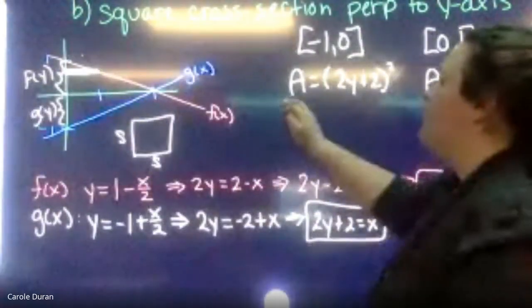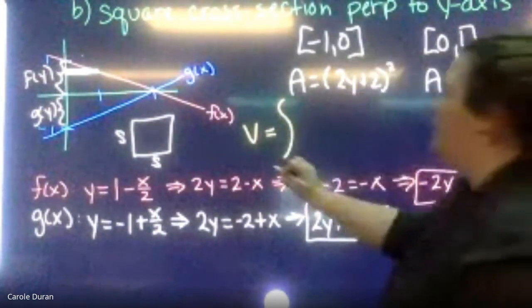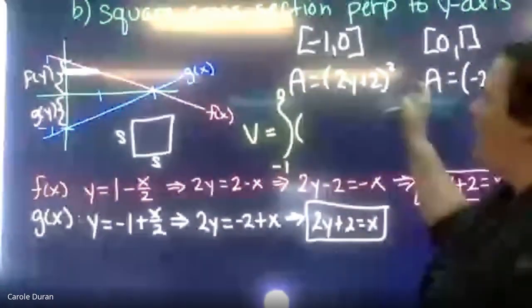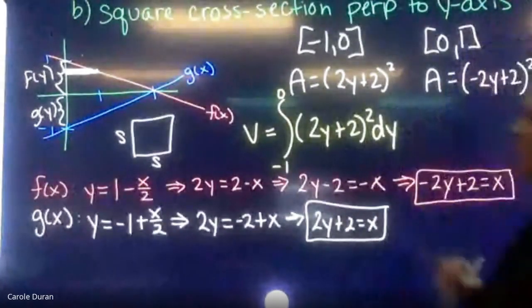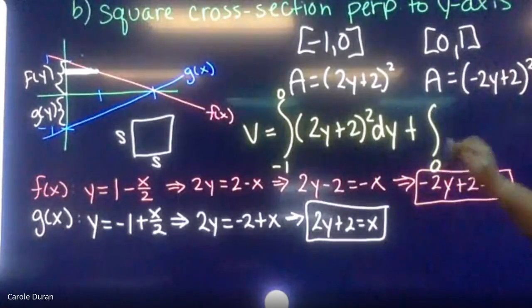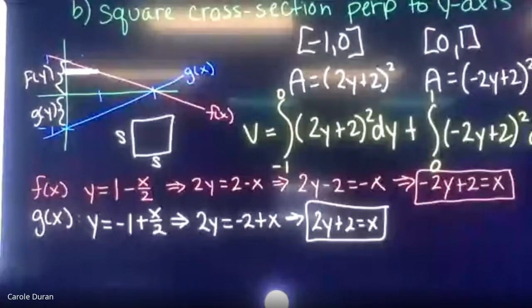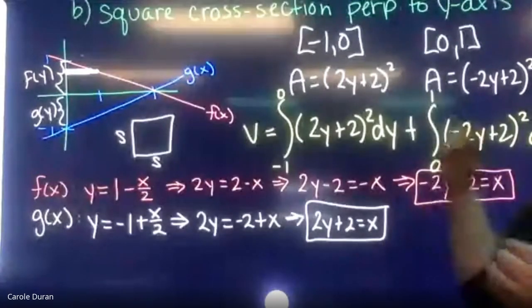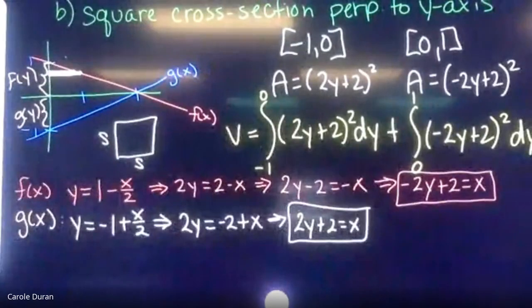So then my volume for this first half is going to be the integral from -1 to 0 of the 2y plus 2 squared dy, plus my integral from 0 to 1 of -2y plus 2 squared dy, and I can just plug it into my calculator again. So I use those given intervals with those given area equations to calculate my volume.